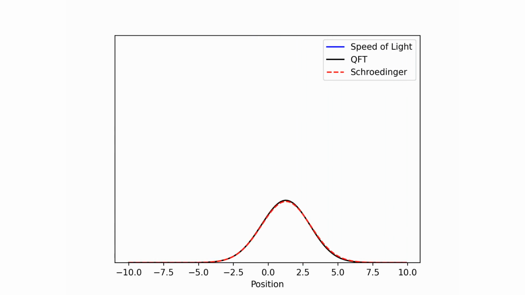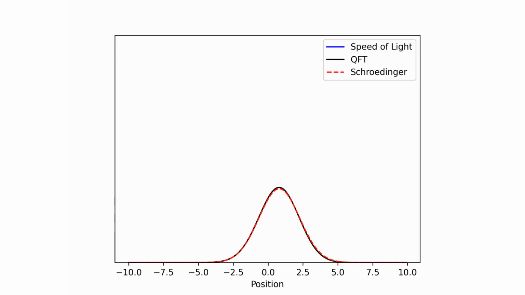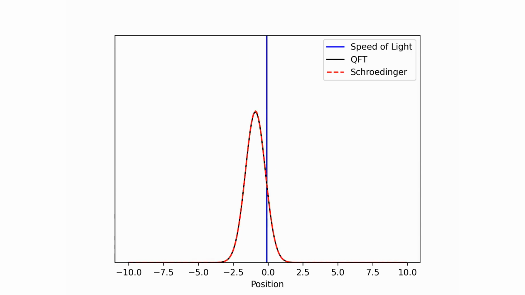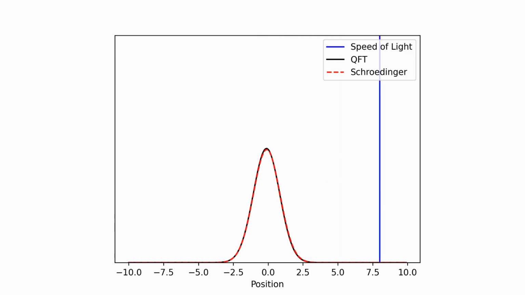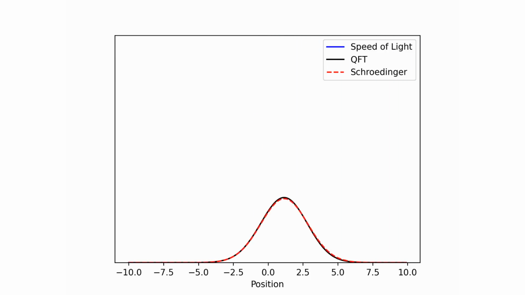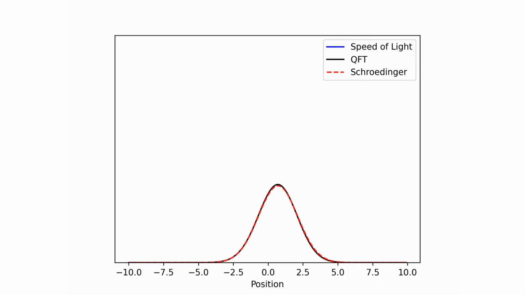The probability density moves much slower than the speed of light, and we see that the characteristic smearing we expect from the Schrödinger equation also appears in the quantum field theory. So indeed we see that the fully relativistic quantum field theory reproduces exactly the results we get from the non-relativistic theory when the particle is restricted to traveling much slower than the speed of light.